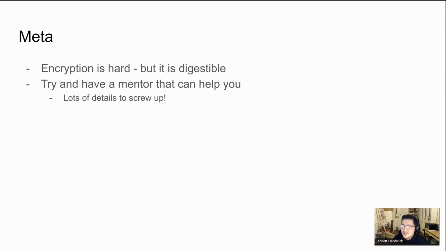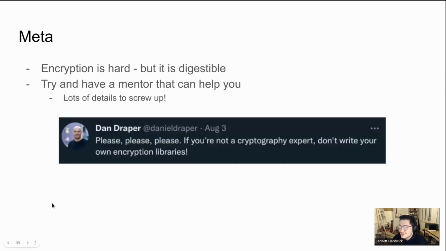There are so many different attacks that can happen, so many different implications to not zeroing keys out and that kind of stuff. So I'm very glad that there are lots of people at CipherStash that can tell me what I'm doing wrong when I blindly implement something. And I saw this tweet on Twitter from Dan the other day, which is: please, if you're not a cryptography expert, don't write your own encryption libraries.